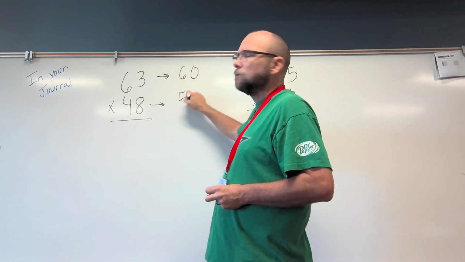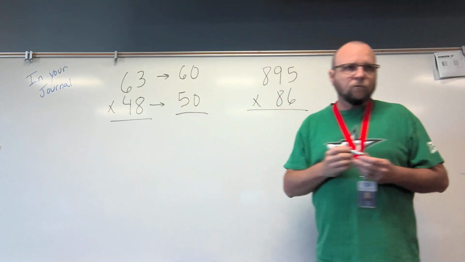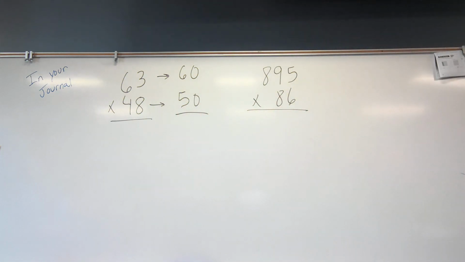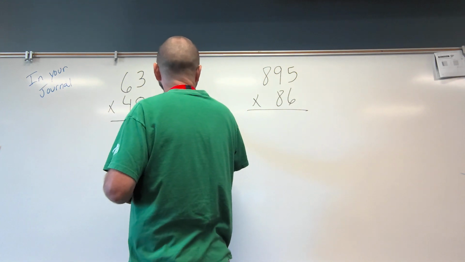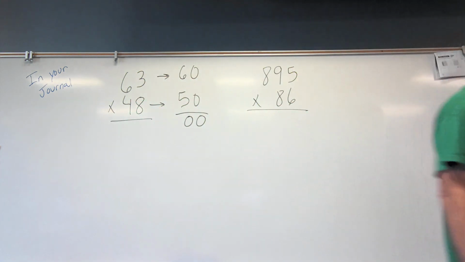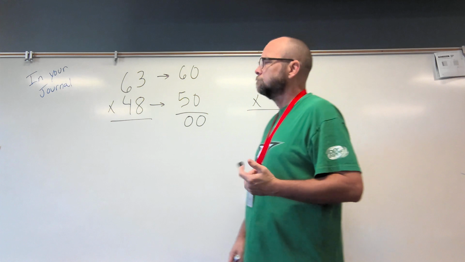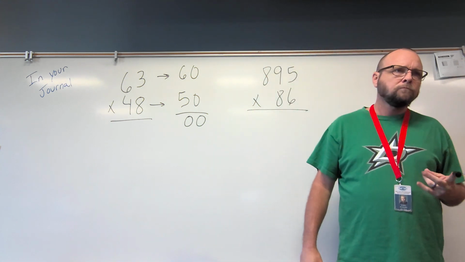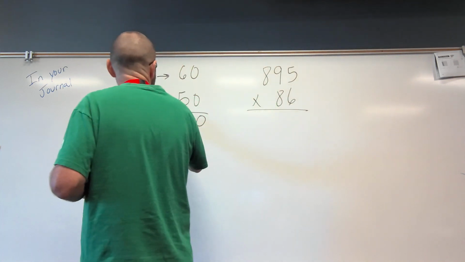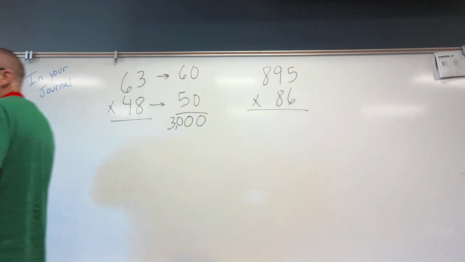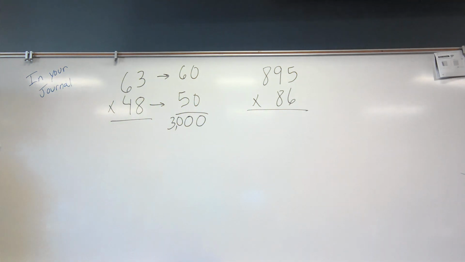Wait, no, 50. Okay. All right, so we're multiplying tens times tens, which means our first digit has to start in the hundreds. So I can just bring these two zeros down. And then I just have to know, Hilary, what is 5 times 6? 30. So my answer for this one should be around 3,000 if I'm estimating correctly.